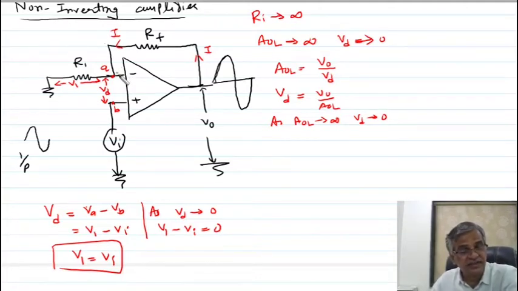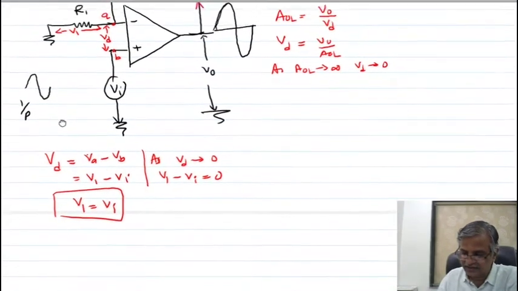In an inverting amplifier, virtual ground does exist. In a non-inverting amplifier, virtual ground does not exist. Yes, this potential is the same as this potential, but this is not a ground. So I think you understand the discussion of this circuit.